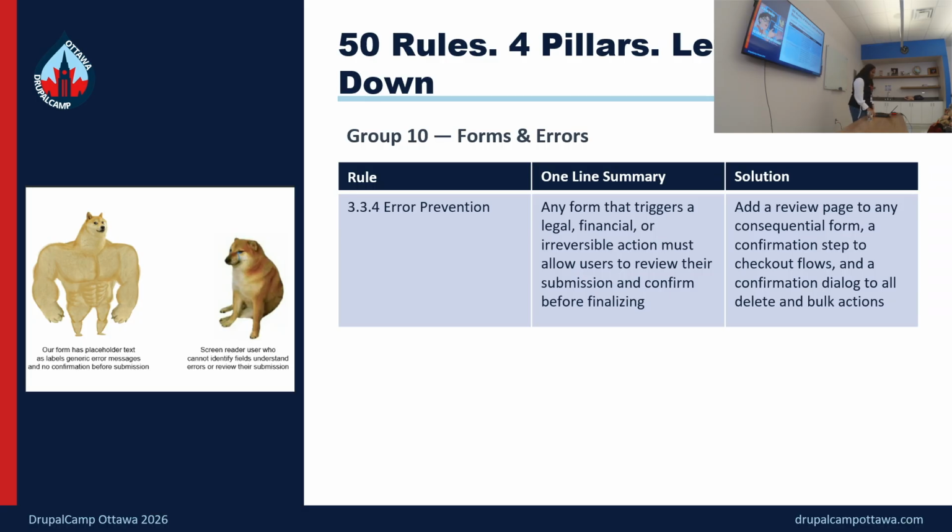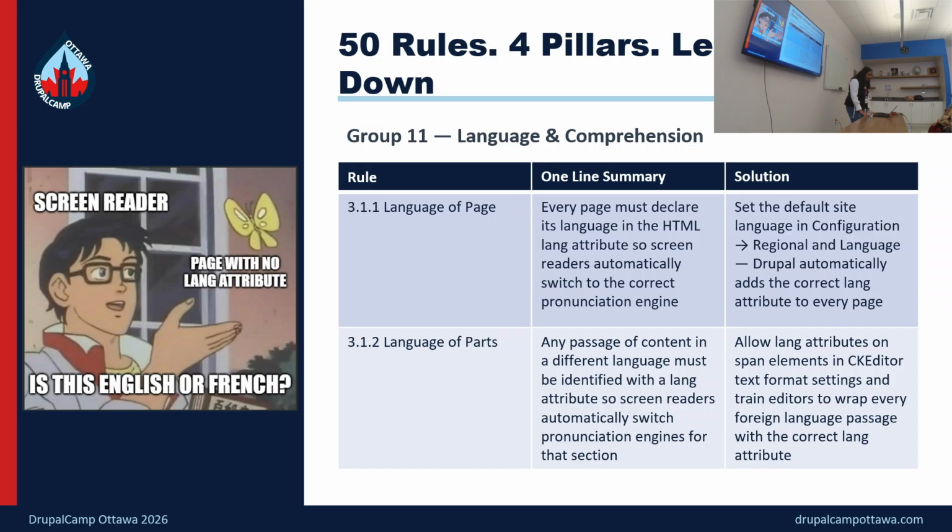Either or. Moving on to the second last group, that is language and comprehension. 3.1.1, language of page. Every page must declare its language in the HTML lang attribute, so the screen readers automatically switch to the correct pronunciation engine. Drupal handles this very well for us, setting up the language under regional language, and it automatically adds the attributes to the page. You don't need to worry. But if you're using a language switcher, make sure that this rule is checked.